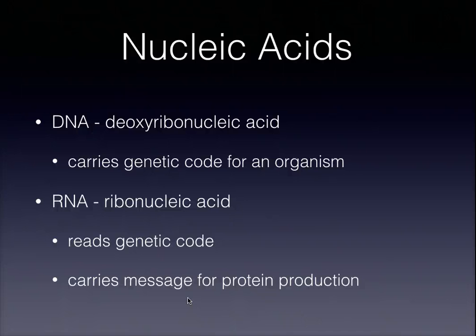So, DNA stands for deoxyribonucleic acid, and DNA is found in the nucleus of cells. Each of our cells has the same DNA, with the exception of our eggs and sperm, the gametes in the body. But DNA carries the genetic code for an organism. So this code contains the instructions for how to operate the cell. And it's cells that make up our body. So these instructions are basically the instructions for how to operate our bodies.